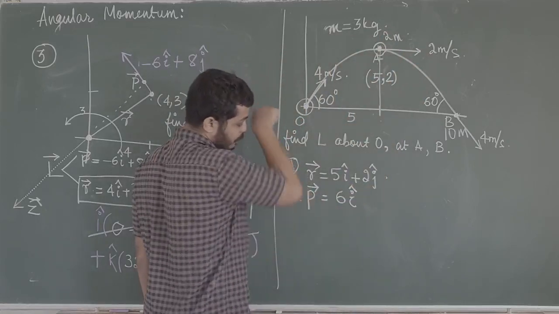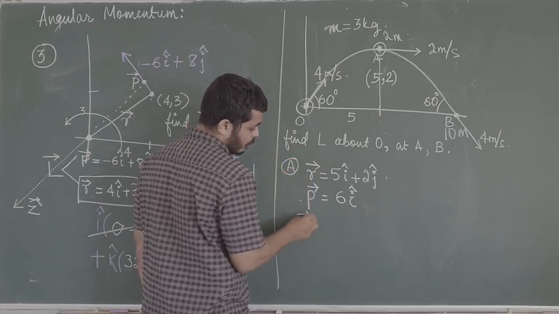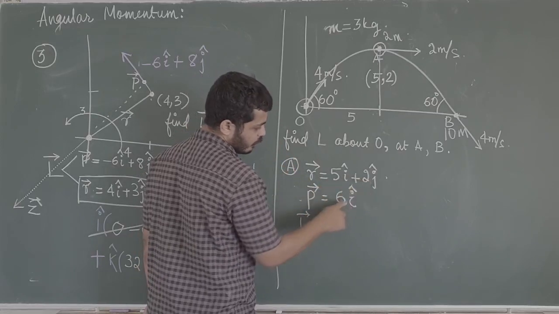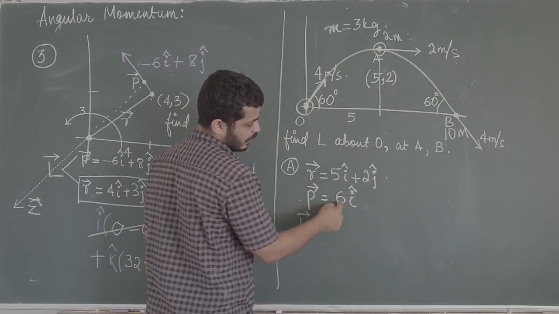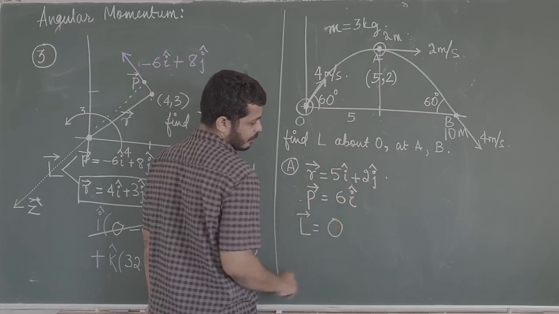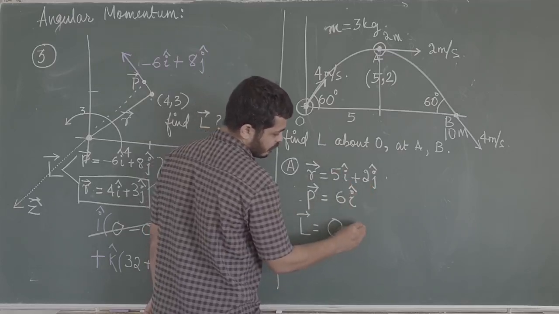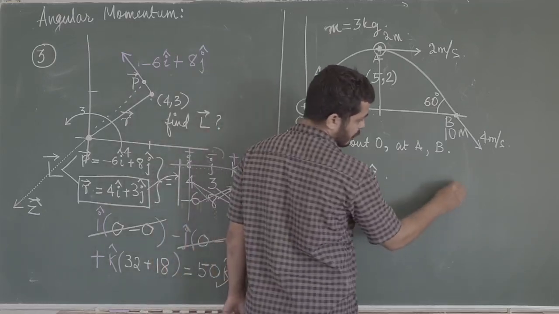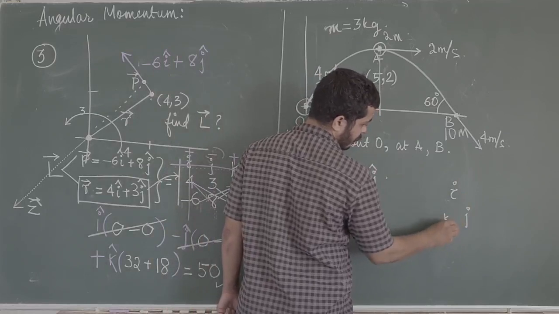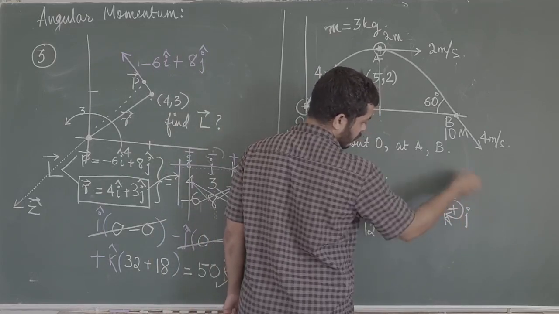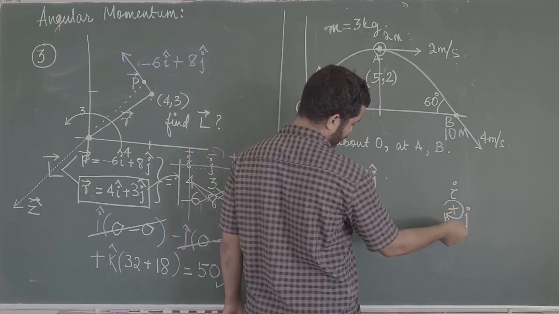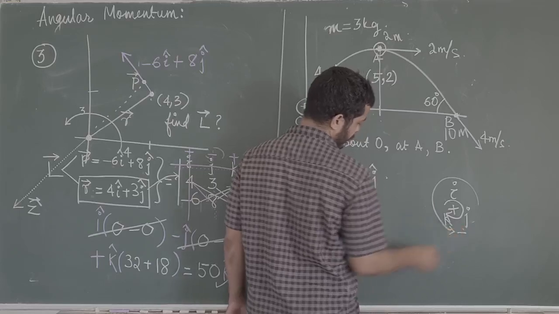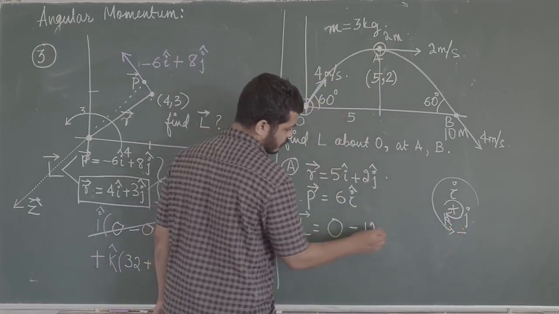So this is R, this is P. So to calculate L, what you can do is, you can write R cross P. So R, 5i plus 2j cross P. So 5 times 6 is 30, but i times i is 0. 2 times 6 is 12. So you will write 12, but j times i is minus k. Always keep in mind, we have i, we have j, we have k. This direction is positive, the opposite direction is negative. So you have j cross i. So that is j cross i, this direction is negative. So you'll write minus k. So minus 12 k cap.